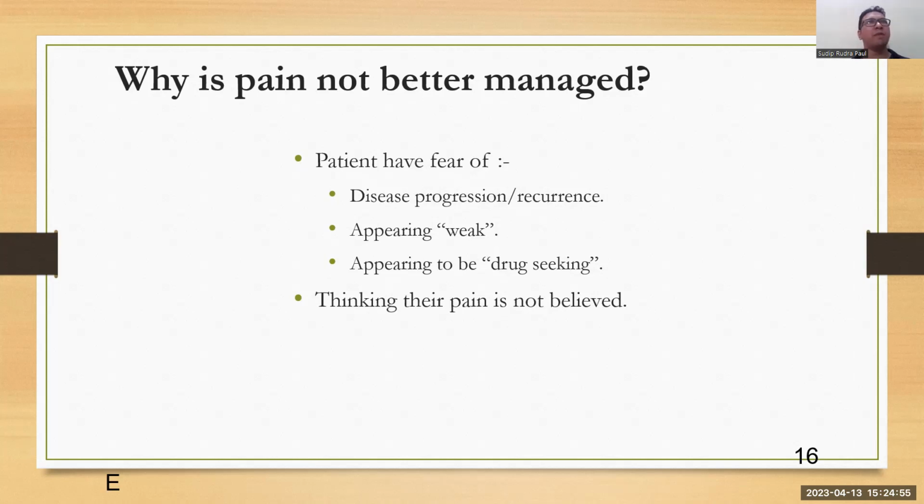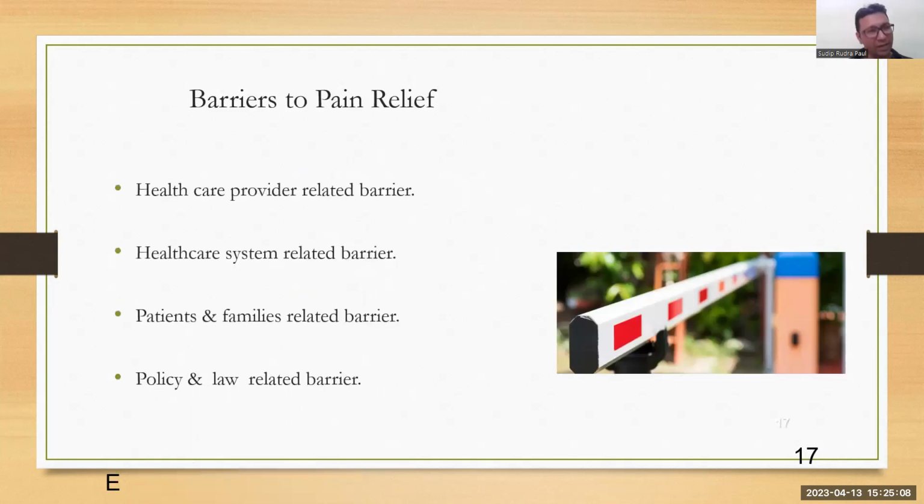They have changed my medication 3 times, 4 times. Now also it's not working. That means it's because of my punishment. What is the use of complaining? So they stop complaining. So what are the barriers?